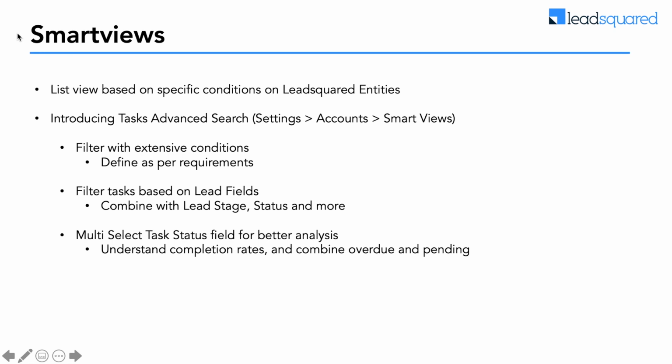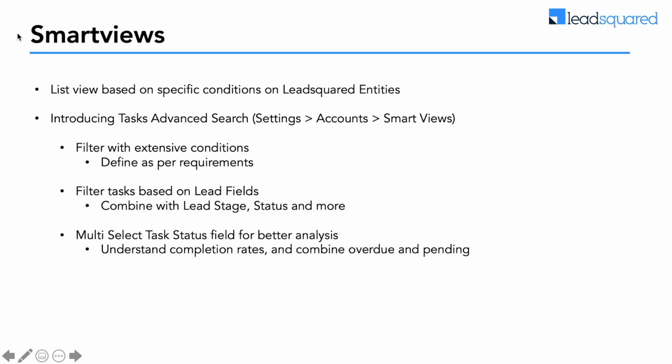So this time around, we have worked on improving tasks and how you can better filter tasks. I'll also be walking through how you can use these to better understand your conversion funnels as we go along. So as Kiranmai already explained, we have introduced advanced search for tasks, and we'll be reusing it in Smart Views so that you can have better lists of tasks based on very specific conditions that might be required as per your business.